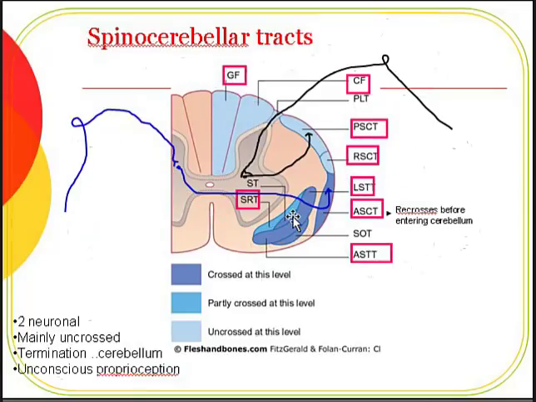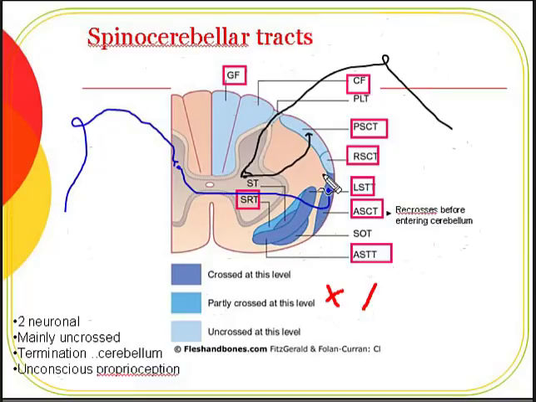And then the spinoreticular, remember I told you that the spinoreticular is both crossed and uncrossed. So that's why it is partly crossed at this level. This is very important for you to understand at this point.